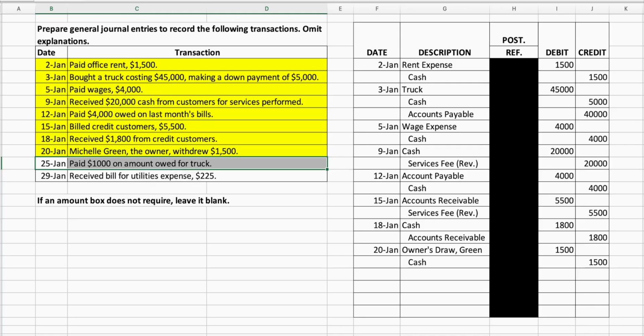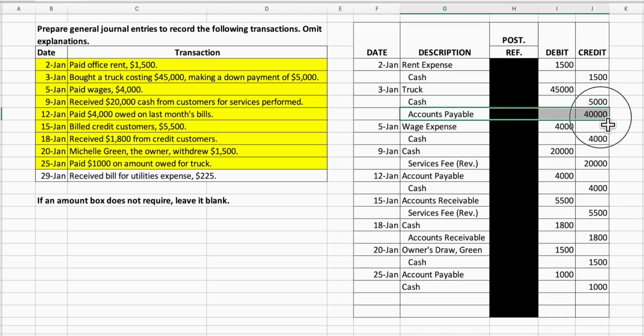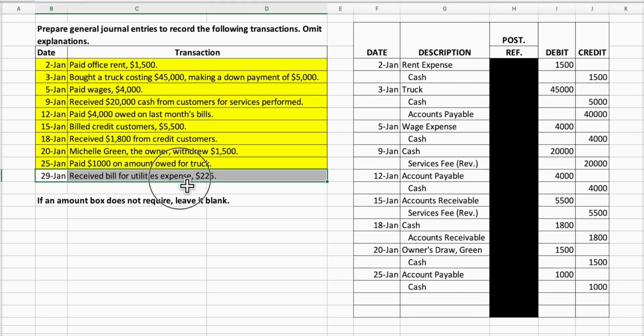For January 25th, paid $1,000 on an amount owed for the truck. Remember the truck you bought on January 3rd? Now what you're going to do is pay $1,000 towards your truck bill, what was left on the $40,000. So you're making the payment with cash, and this is going to your accounts payable. Because remember, you put it in the accounts payable as a credit here. So now you're debiting $1,000 and you're paying for that with cash. Okay, on to the last entry.